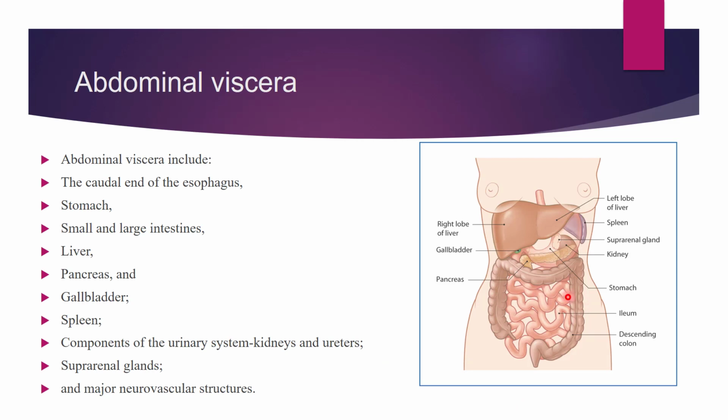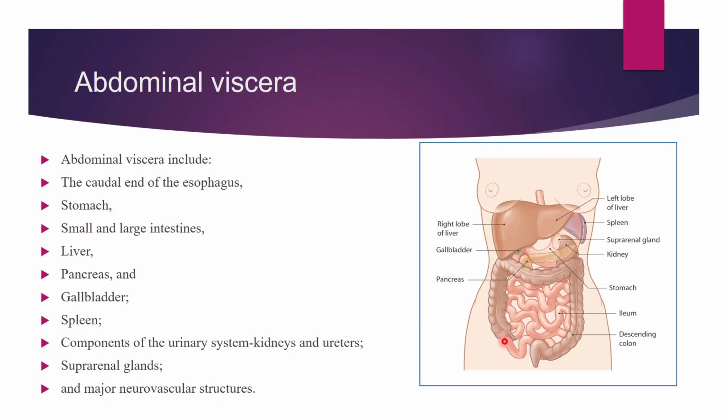There are many viscera present in the region of the abdomen. The viscera will be the lower part of the esophagus. See here, this is the caudal end of the esophagus. It will be continued with the stomach. This is the stomach. Then there is the small intestine, this whole one, which is divided into duodenum, then jejunum and ileum.